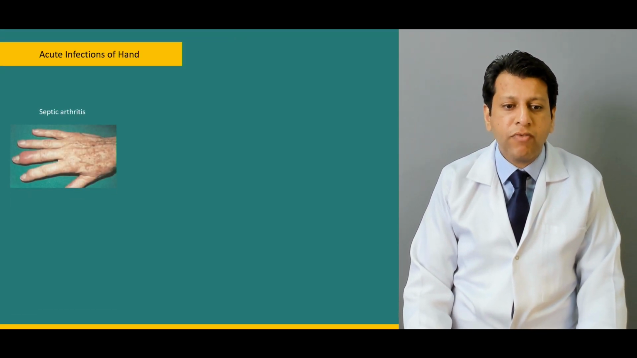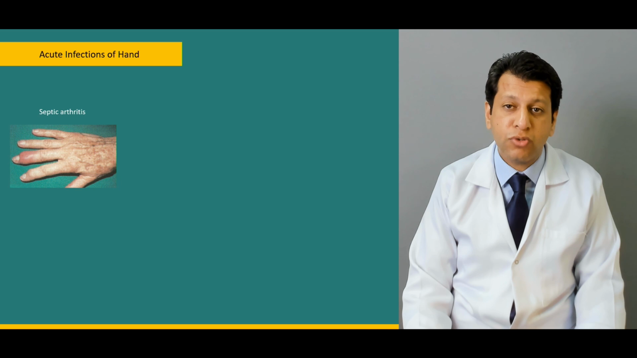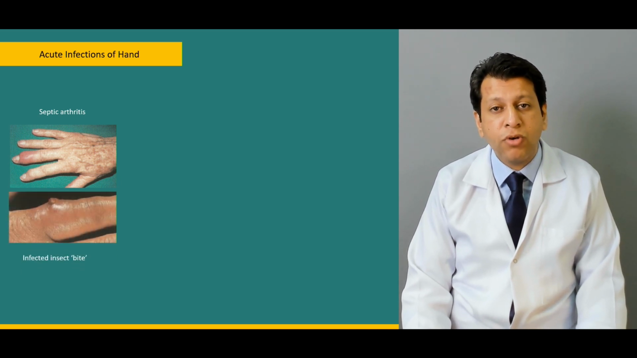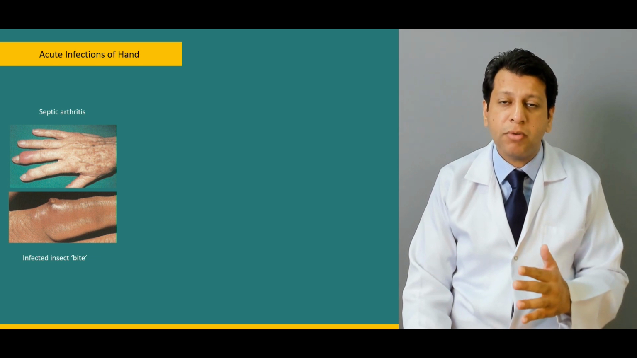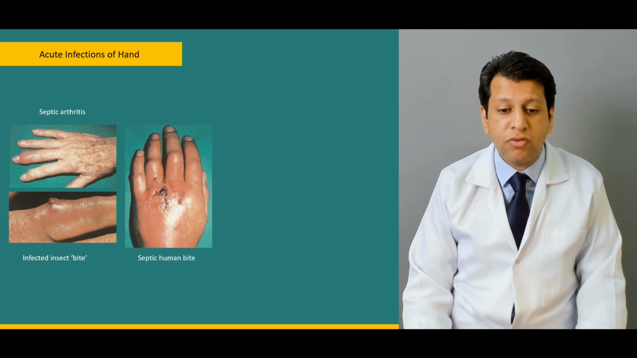Now in acute infection, the patient may present with some form of septic arthritis, in which there is an acutely swollen hand or finger or a joint, which is highly painful. Or it may follow an insect bite, in which the infection spreads in the dermatofascial planes, leading to increased swelling and pain and decreased range of motion.